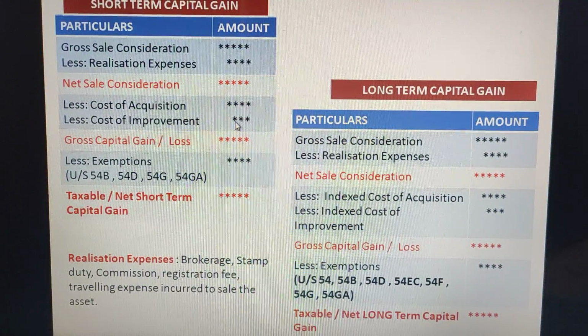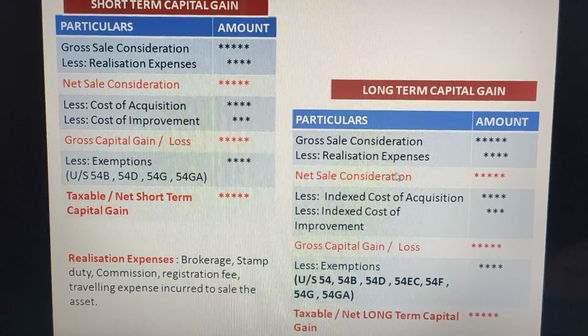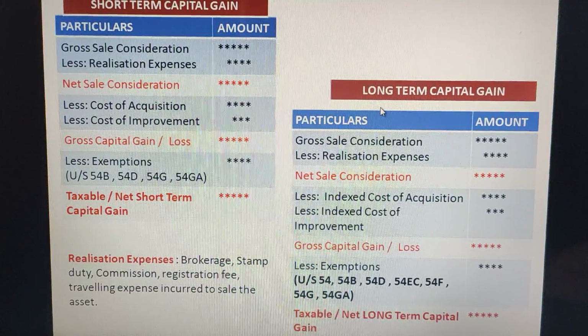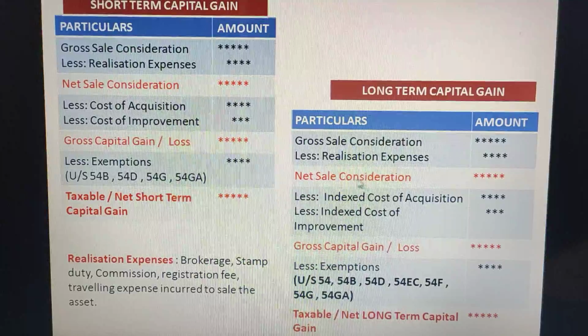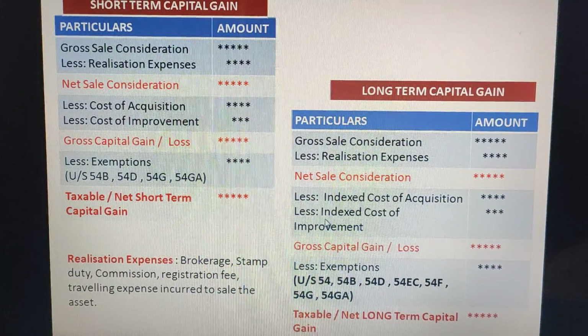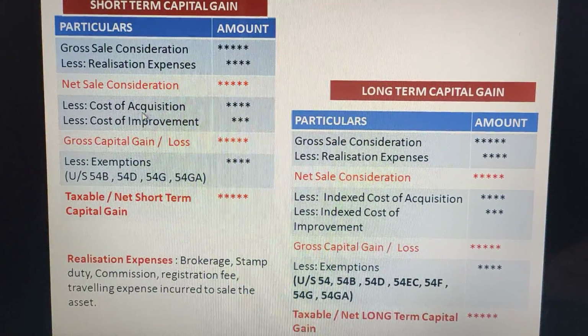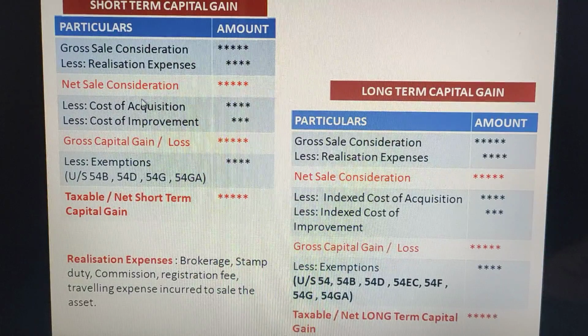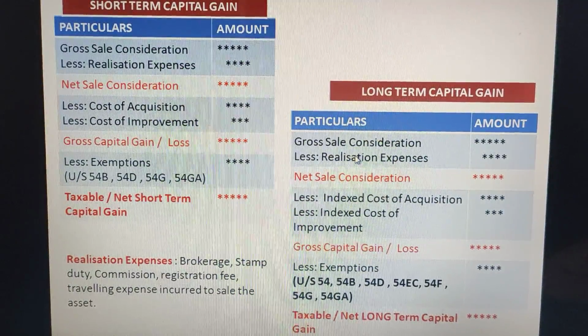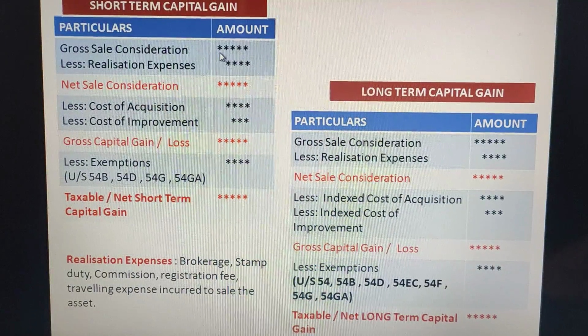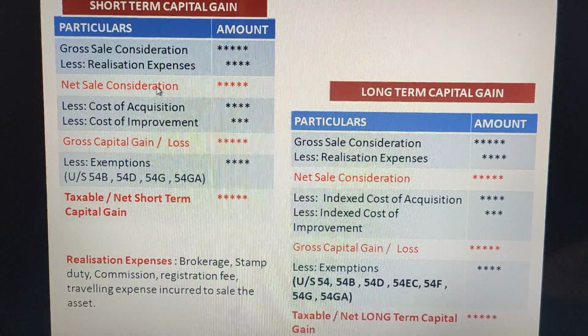The difference between short-term computation and long-term computation is just here. In long term you have to do indexing of cost of acquisition and cost of improvement. Here in short term you will directly write the cost of improvement and cost of acquisition. Here you are going to do the indexing. We will see this in detail. We have to discuss it one by one.